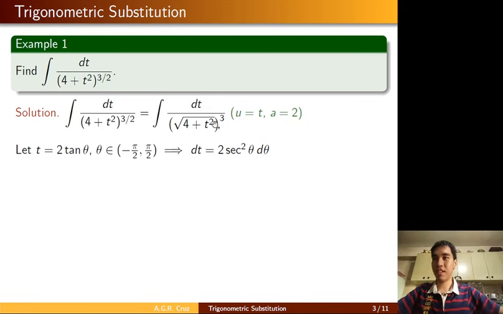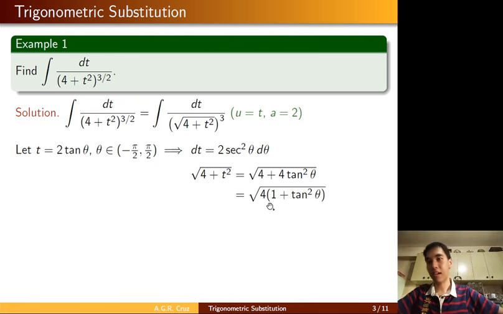Tapos, yung denominator naman, si square root of 4 plus t squared. Let's do that as well. So, yung t natin, remember, it's 2 tangent theta, no? So, if you replace 2 tangent theta to t in this expression, you should get what? If you square t here, you should get 4. 2 squared is 4. And then times tangent squared theta. So, this t squared is 4 tangent squared theta. Tapos, what do we do next? We factor out 4, no? So, kapag finactor out natin yung 4 dito sa dalawang terms na to, you get 4 on the left times 1 plus tangent squared theta ang matitira.